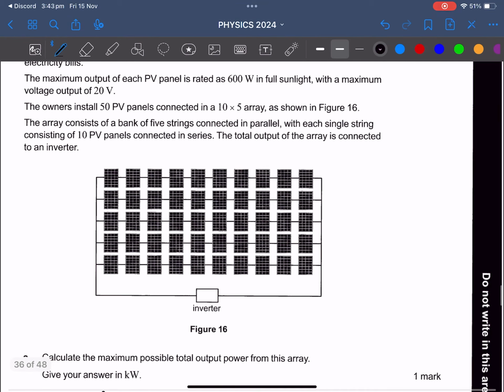The maximum output of each PV panel is rated 600 watts in full sunlight with a maximum voltage output of 20. The owners installed 50 panels connected in 10 by 5 array as shown in figure 16. The array consists of a bank of 5 strings.